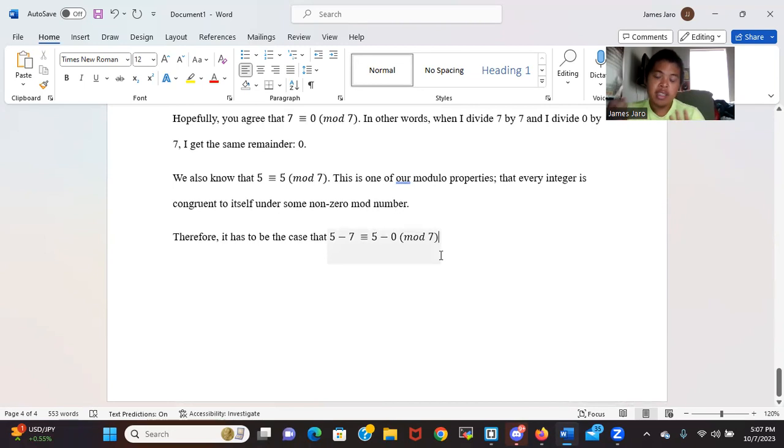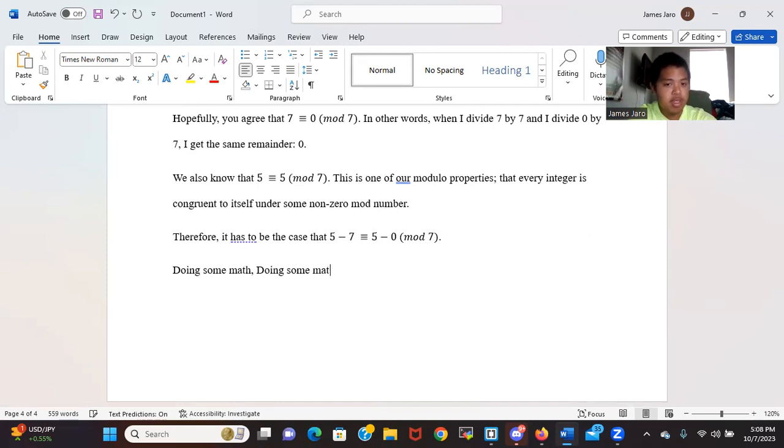Again, this is why those modular properties are super, super useful, because it allows us to make those calculations really simple like that. Using these properties of modulo, and if you guys need me to do another explanation of how these properties work, I'd be more than happy to explain that. But for now, we'll just work with this and say that now we know that 5 minus 7 is congruent to 5 minus 0 mod 7.